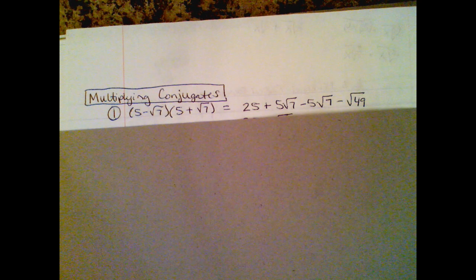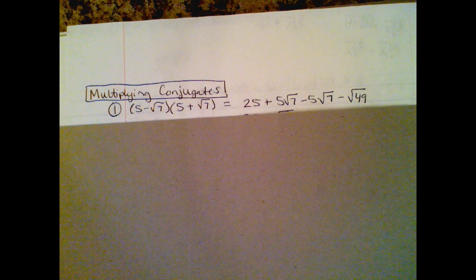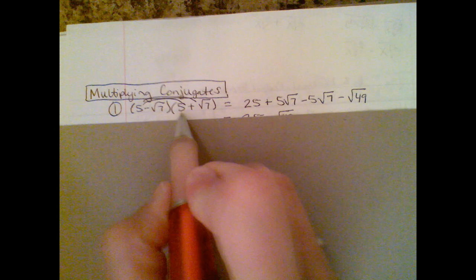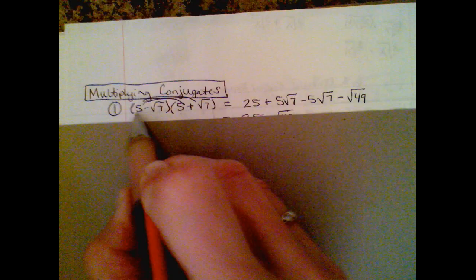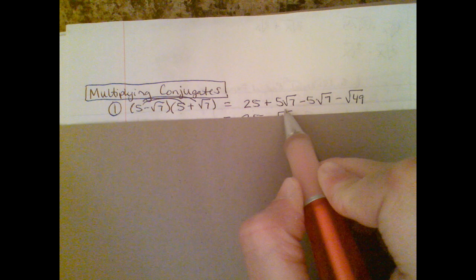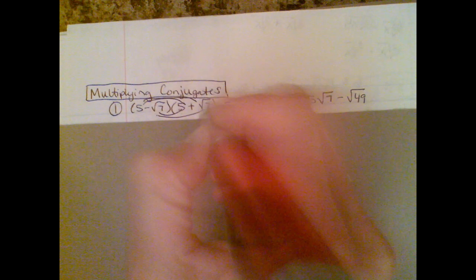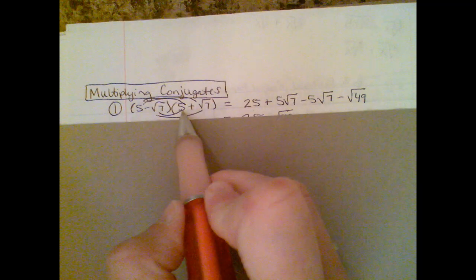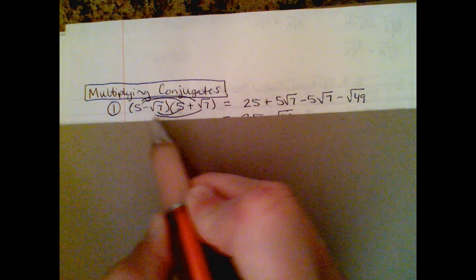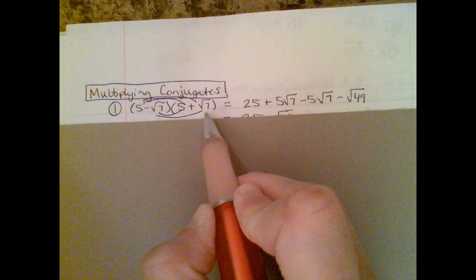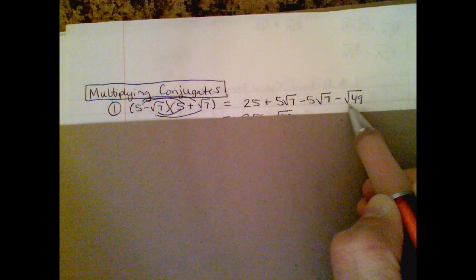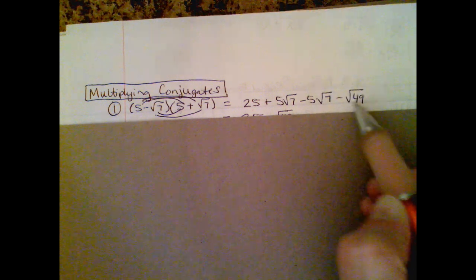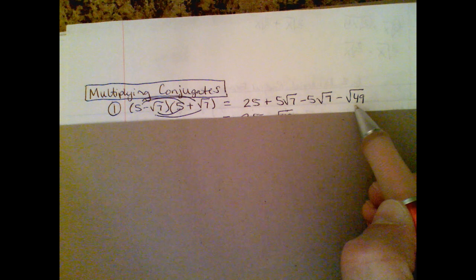This next one, we're going to keep multiplying, so we're going to distribute this 5. 5 times 5, we have 25. 5 times square root of 7 is 5 square root of 7. Now distribute the negative square root of 7 times 5 is negative 5 square root of 7. Negative square root of 7 times positive square root of 7 is negative square root of 49, which the square root of it is just 7.